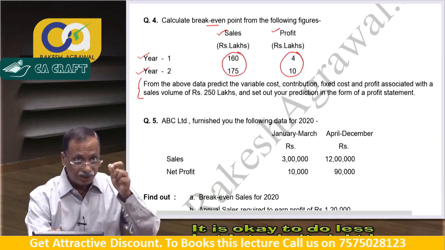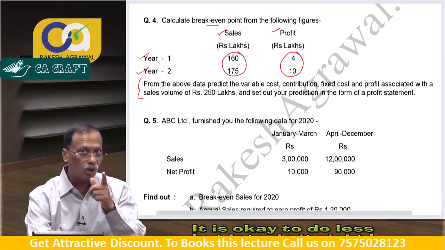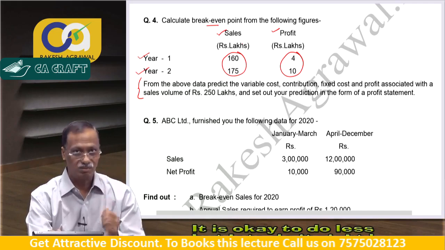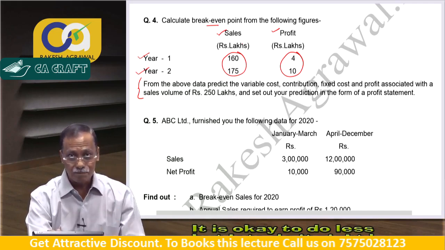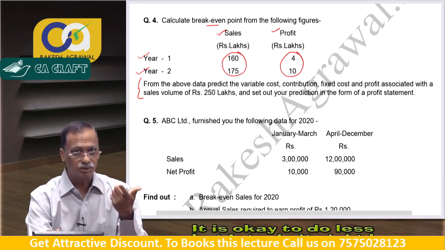Why? Profit changes due to change in contribution. That is what we had discussed. And total cost changes due to change in variable cost because fixed cost remains constant. So change in profit is nothing but change in contribution. So it will become contribution upon sales.